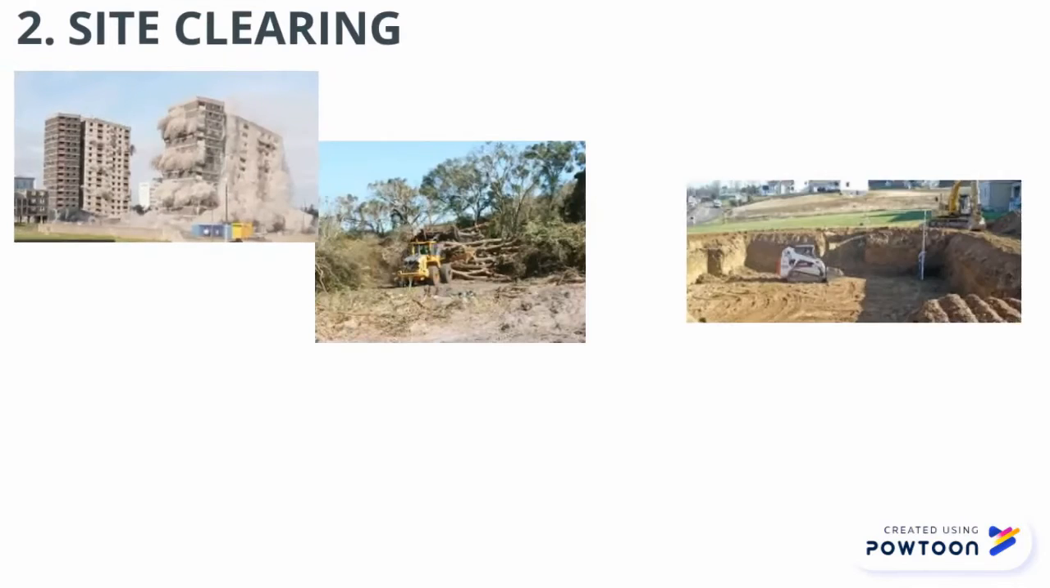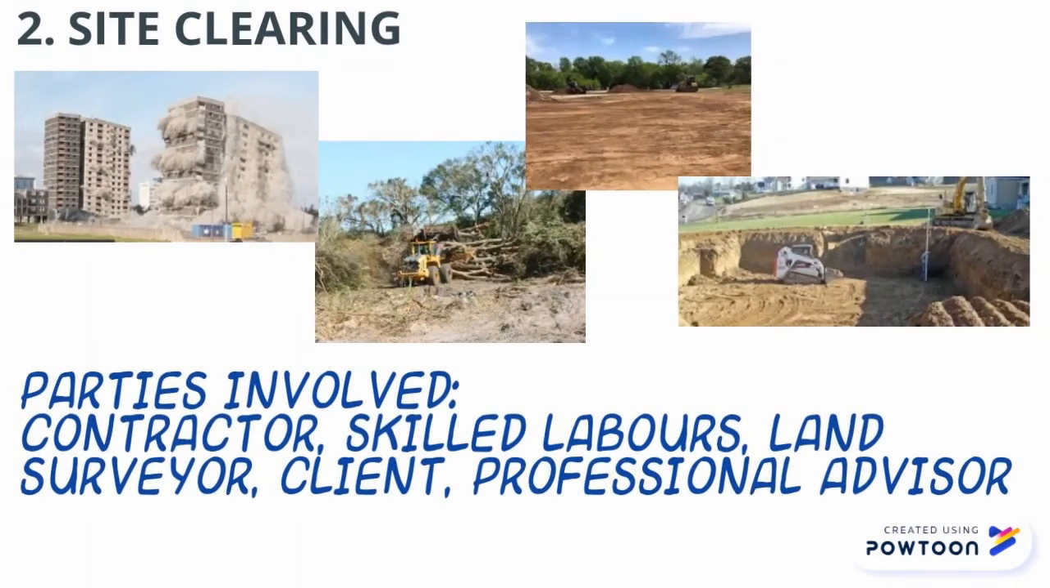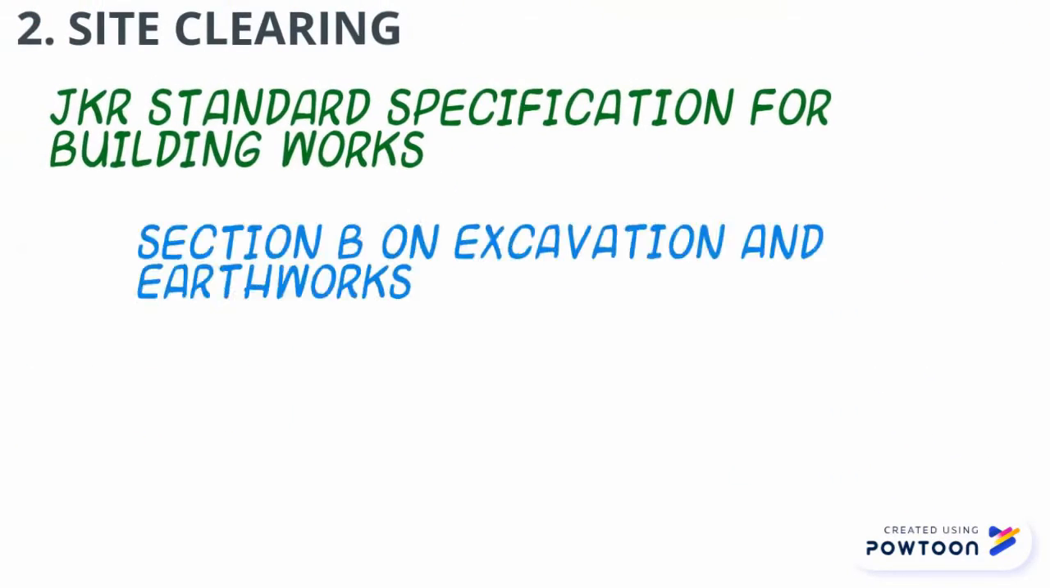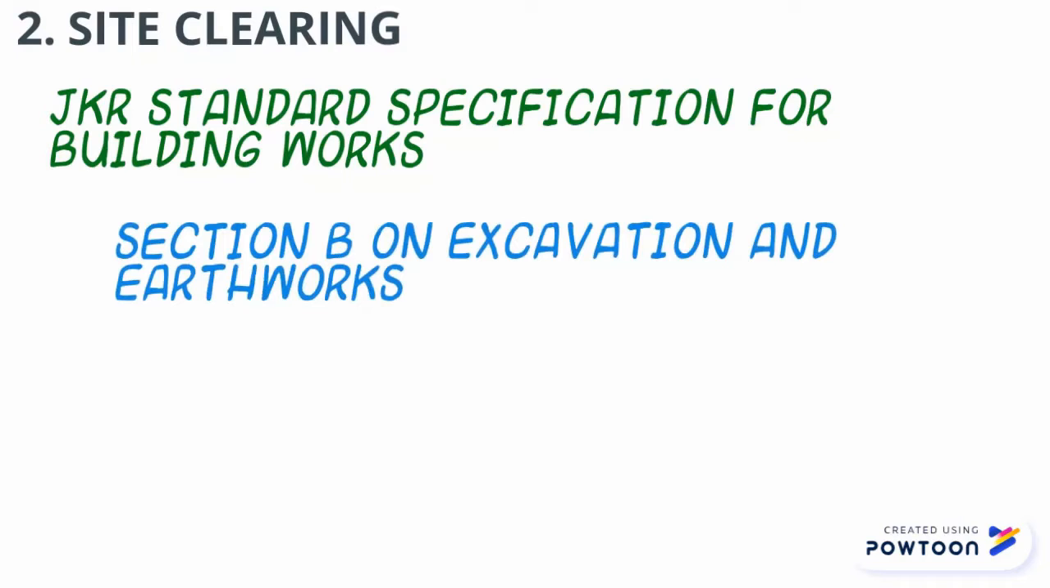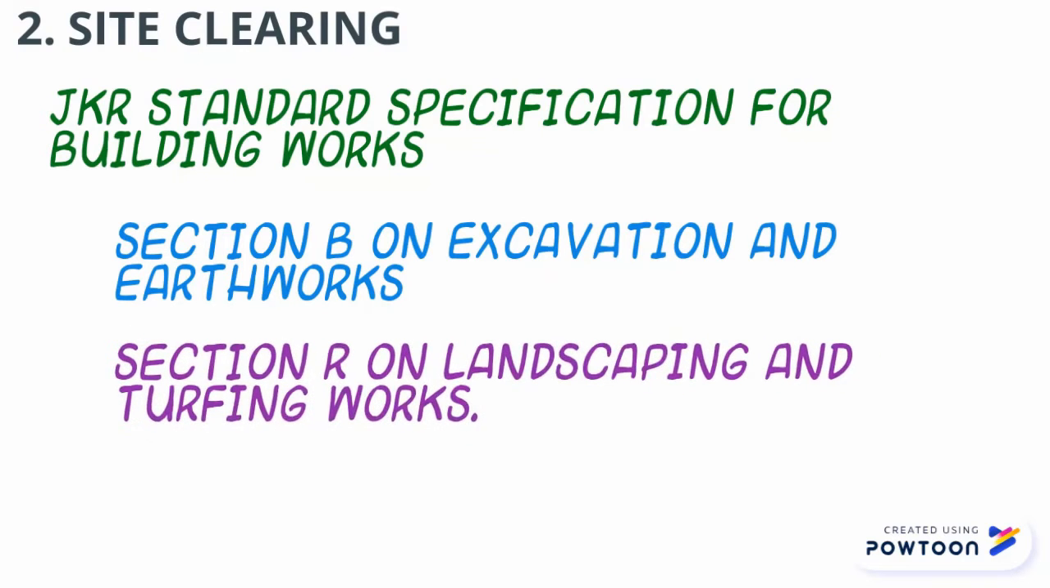Site clearing includes grubbing, stripping soil, removal of trees, demolition if needed, basically getting rid of any obstacles that may affect the construction process. Main parties involved: contractor and skilled workers. If a demolition plan is needed, the land surveyor, client, and his professional advisor play a vital role. The acts and regulations related to the site clearing can be found in the JKR Standards Specification and Building Works. Section B on excavation and earthworks. Section R on landscaping and turfing works.